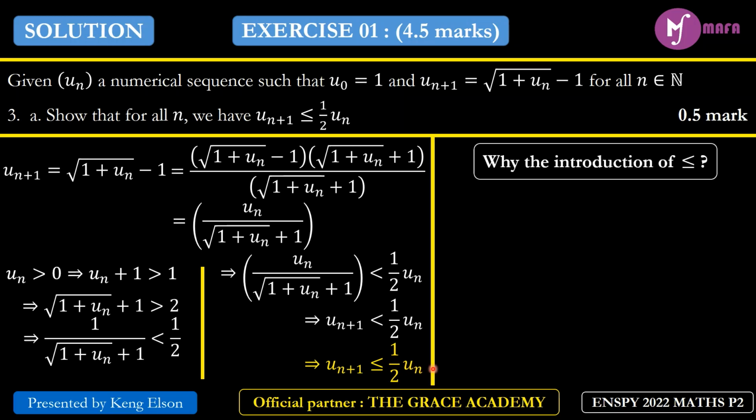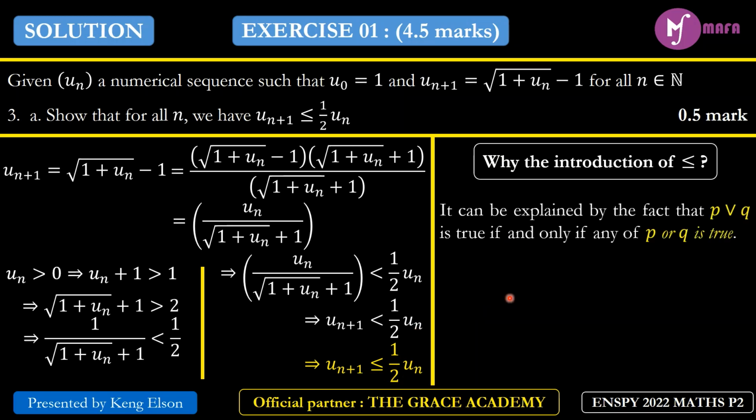I'm going to justify why we're actually introducing the less than or equal to. First of all, remember that we have to prove that UN plus 1 is less than or equal to half UN. But we have arrived at the instant where we have rather that UN plus 1 is less than half UN. Now, why did I just introduce the equality there? First, we have to know that the statement P or Q is true if and only if any of the statements P or Q is true. Meaning that if either of these statements is true, then the statement P or Q is going to be true.